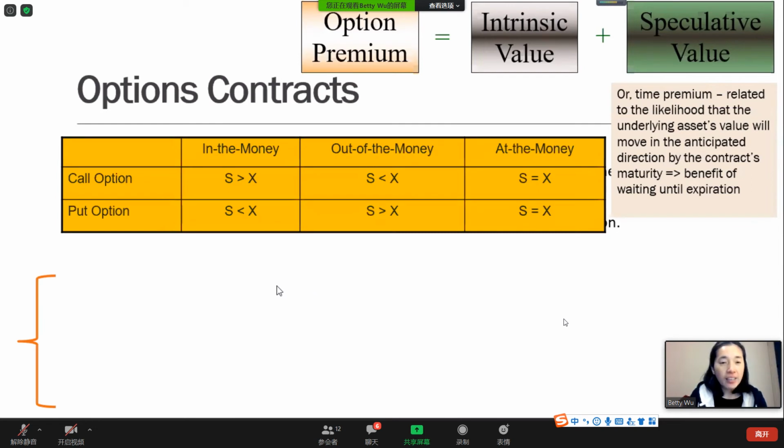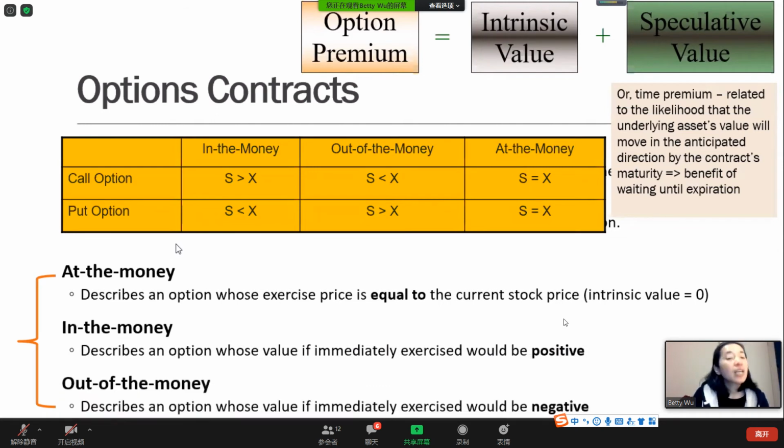Okay. And then the following thing I'm going to talk about: at the money, in the money, out of the money. In a way, it's similar to bonds. Remember, in bonds, we talk about this phrasing. We said the bond is sold at par. We said the bond is sold at premium. The bond is sold at discount. And this refers to the relationship between the price and par value. And here, at the money, in the money, out of the money refer to the relationship between exercise price and current stock price, or more specifically, it's about intrinsic value.